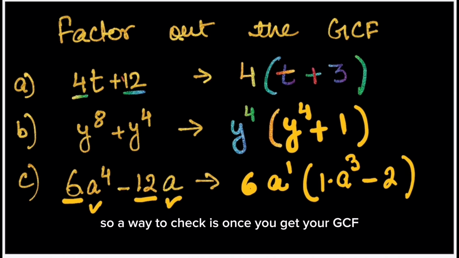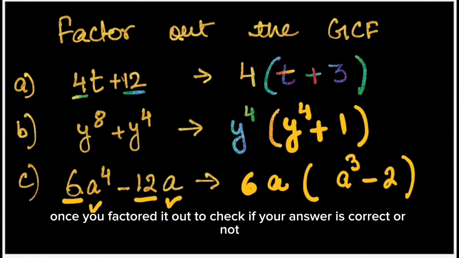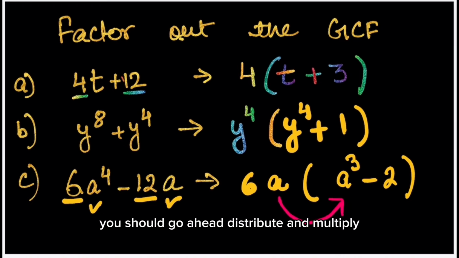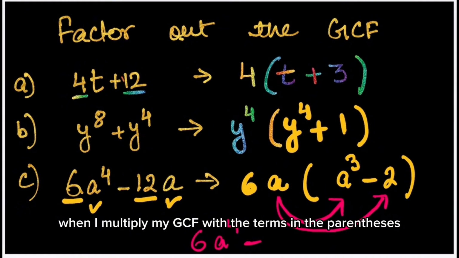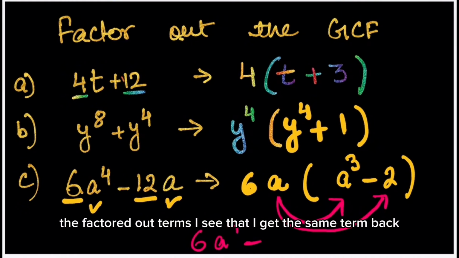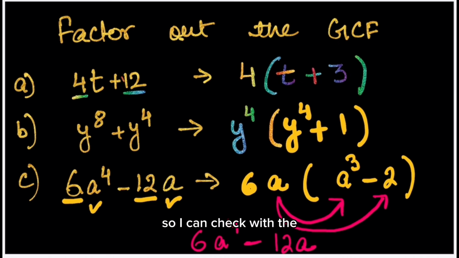A way to check is, once you get your GCF and factor it out, to check if your answer is correct or not, you should distribute and multiply. If you get the same thing back, like in this instance, when I multiply my GCF with the terms in the parentheses, the factored out terms, I see that I get the same term back. So I can check with this.